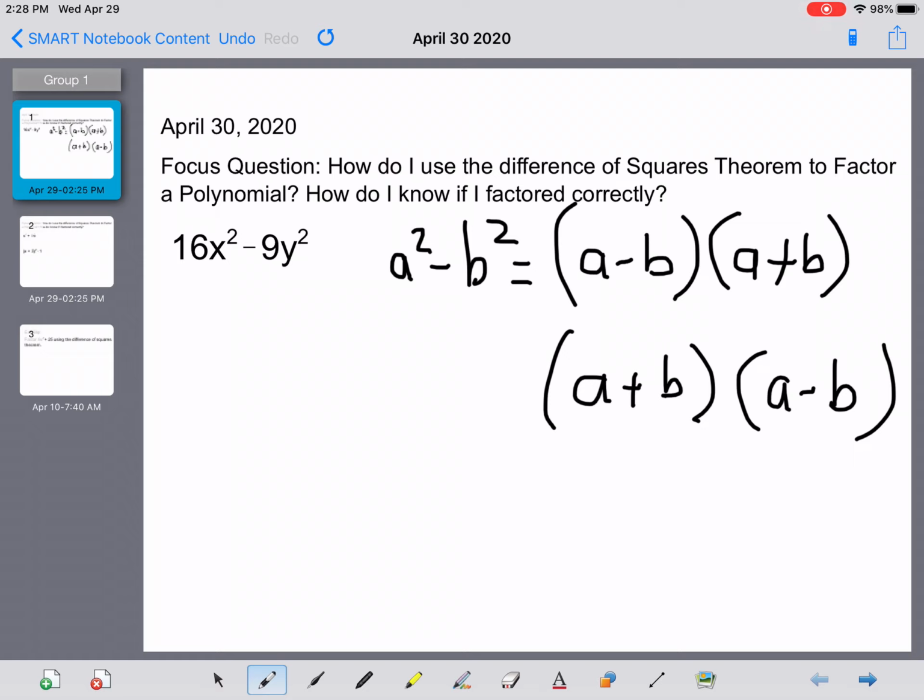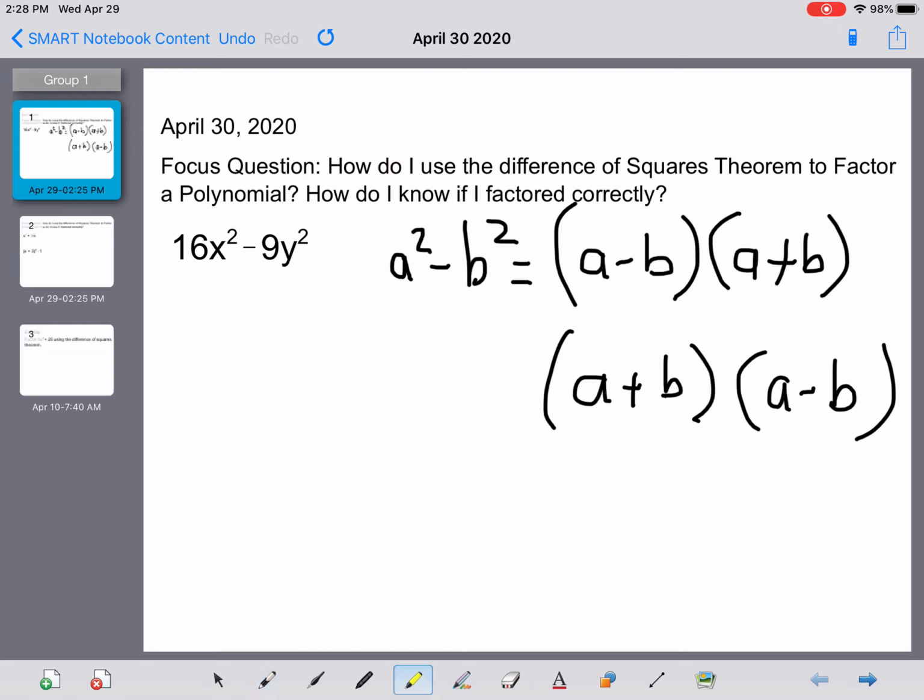So we talked about the power of factoring. Remember, if we have a polynomial written in factored form, then if we were solving an equation with it, we could use the zero product property. That's why this is an important tool to be able to factor. So now let's go back to this problem here, and I want to show you how you can know if you factored correctly. So I'm going to factor 16x squared minus 9y squared.